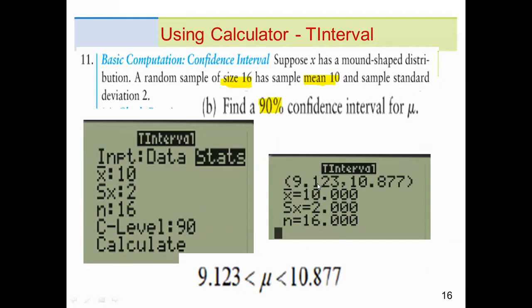Bottom line is your calculator gives you the answer. This is the answer we got when we did all that mathematics. So we didn't do it, but the slide did it. Spot on. Your calculator does it. Once again, stat, arrow over to test, come down to number 8, T interval.